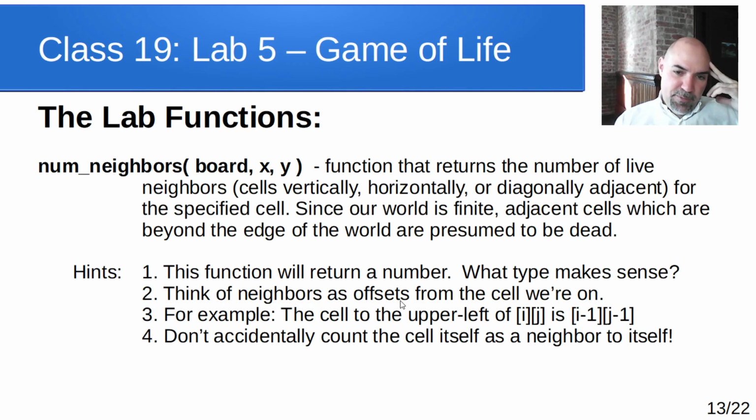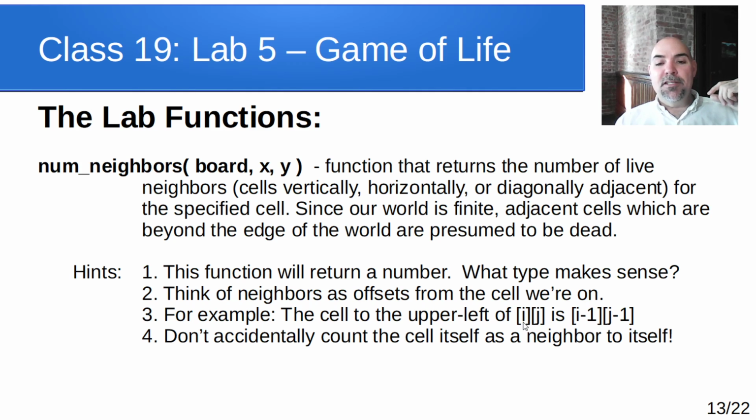And think of neighbors as offsets from the cell we're on. So in other words, how do I get to a neighboring cell from the cell I'm on? So let's say if we are at position ij, so imagine board i subscript j, then the one to the left and above that is going to be i minus 1, j minus 1.